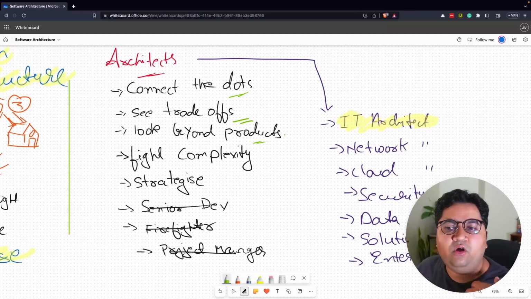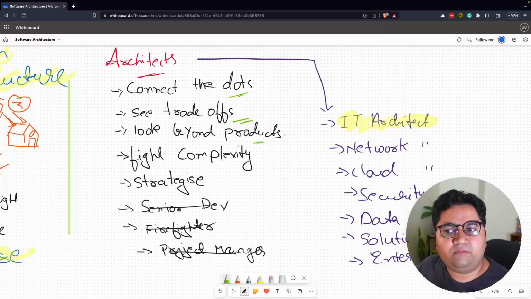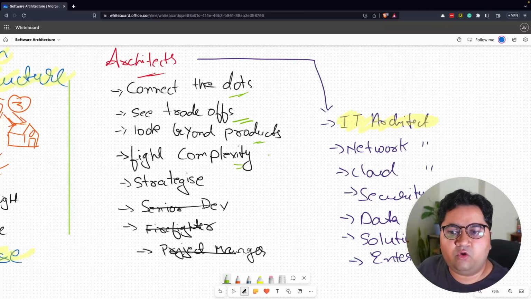Somebody who looks beyond the product, beyond the functionality, somebody who's aware of the behavior of the system, quality attributes of the system, non-functional requirements. Product managers would typically not get into those most of the time. So somebody who does that is an architect. He or she fights complexity, right? Having been an architect for quite a long time, complexity is one of the things that you're used to dealing with. One of your key job roles is to fight complexity.